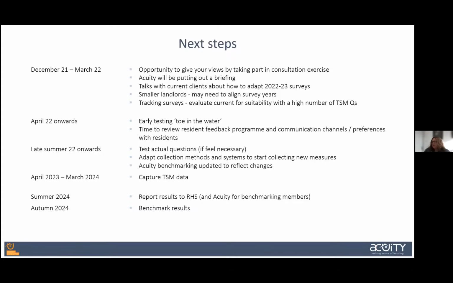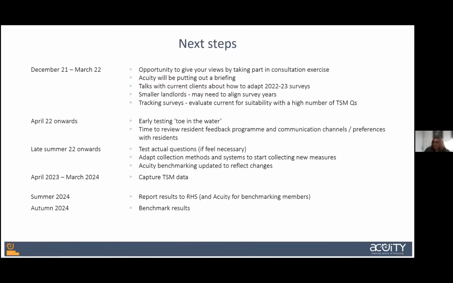Tracking surveys, this is my worry. I've got a lot of tracking clients that do between 8 and 12, 15 questions every quarter. If they throw in 12, 15, 24, but I presume some of those are performance measures, that's going to bust apart the time because they're quite short, snappy surveys. So my concern is if we're overloaded by TSMs, that might have an impact on trackers.